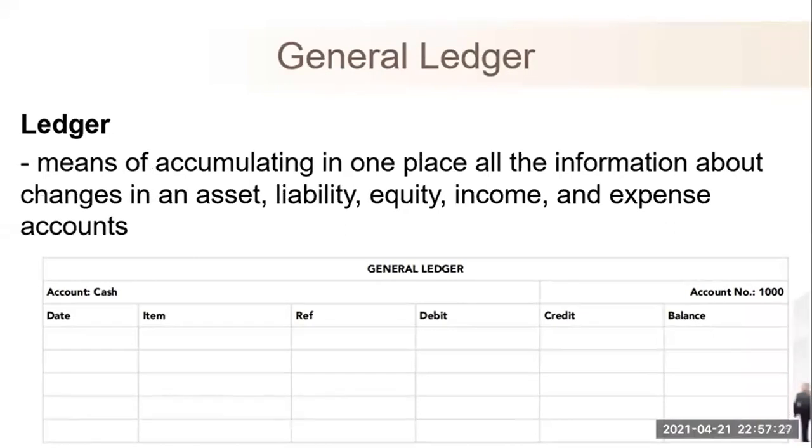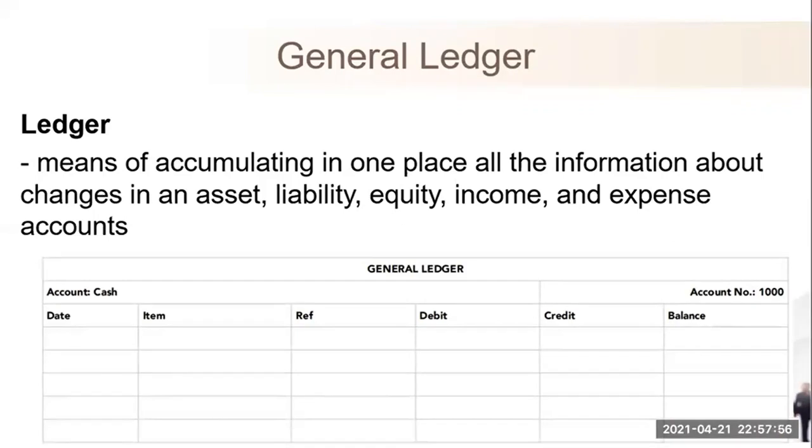So again, sa journal naman, business transactions are first recorded in the journal, no? So the book of original entries. Subsequently, the effect of the transactions on the accounts are posted to the ledger. So pag ang ledger naman, ibig sabihin, ito yung book of the secondary entries.